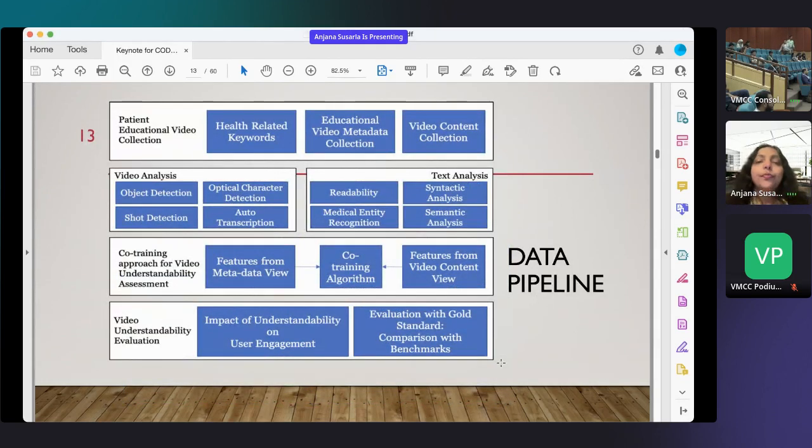So we have the video level analysis, we do object detection methods, we do shot detection, OCR, audio transcription of the whole video itself. We can do a lot of text analysis like readability, syntactic analysis. We've also used BERT-based models to identify themes and topics that emerge from the video metadata. We did some amount of sentiment analysis on the comments, but today I'm not presenting the features that derive from comments of the videos.